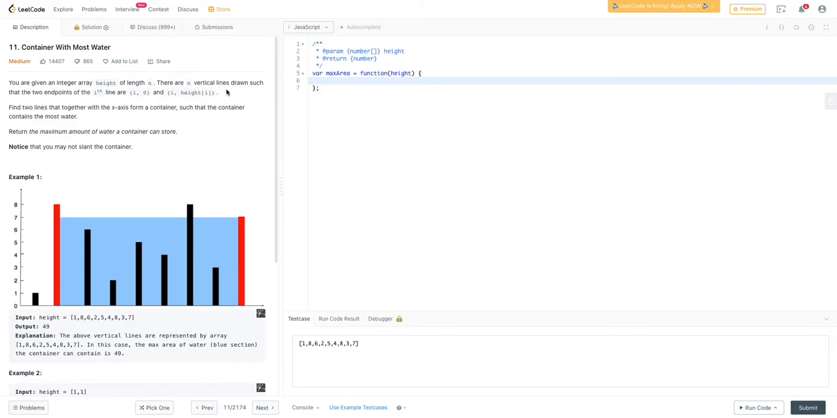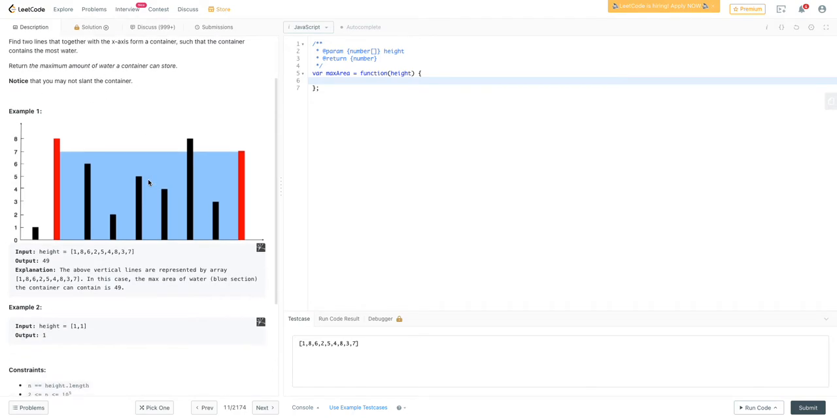There are n vertical lines drawn such that the two endpoints of the ith line are (i, 0) and (i, height[i]). Find two lines that together with the x-axis form a container, such that the container contains the most water. Return the maximum amount of water a container can store. Notice that you may not slant the container.